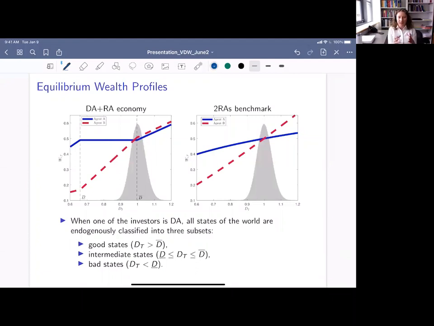If you look at the density of the terminal dividend, you see that the states of the world are endogenously classified in a way that the largest probability mass is assigned to good states, a smaller probability to intermediate states, and then the bad states, where he has to accept disappointing outcomes, have practically zero probability.